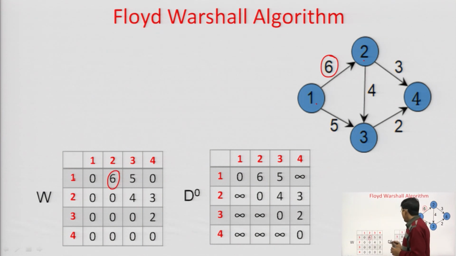Okay. Similarly, you can verify it with the other entries. From 3 to 4, the cost of the edge is 2, so we have represented that by 2. So, we are computing the distance matrix from the weight matrix. We are making certain changes here.